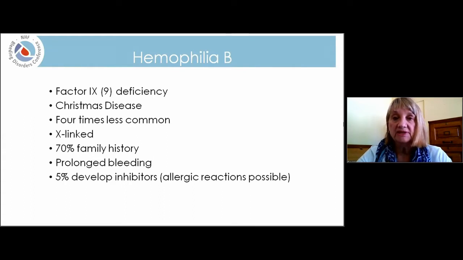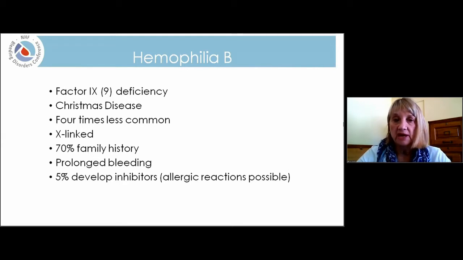Hemophilia B is the second type of hemophilia that we refer to. It's factor IX deficiency and is sometimes called Christmas disease. It's not named after the holiday. It is named after the first patient identified with factor IX deficiency, Stephen Christmas. It is 4 times less common than hemophilia A. So for every 4 hemophilia A patients that are out there, there's only 1 hemophilia B patient.